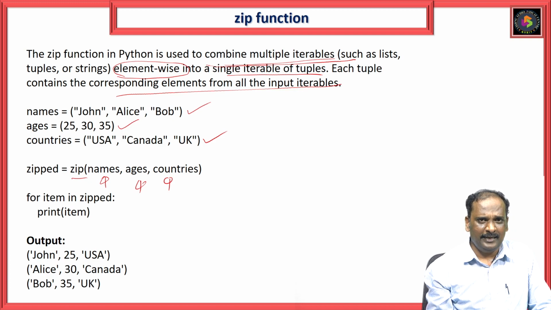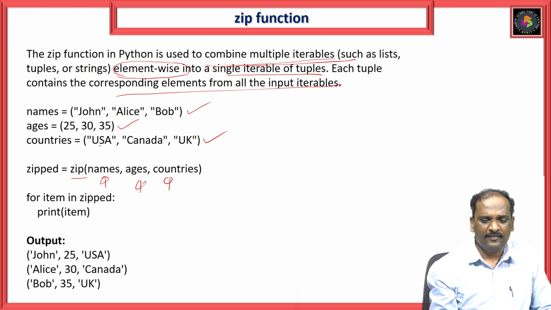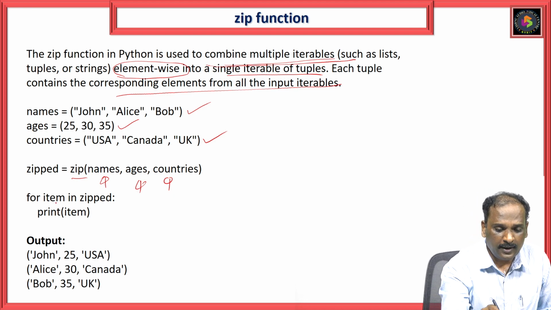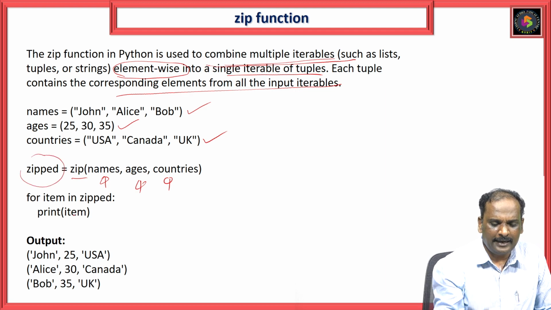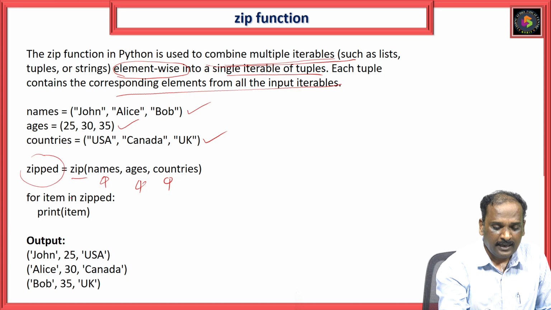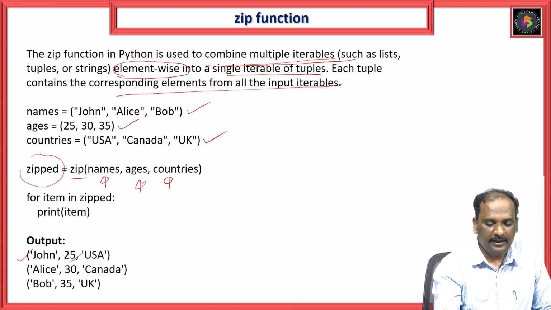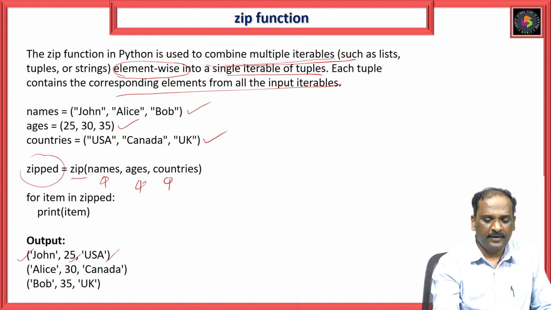So what is names containing? Names is containing three values, John, Alice and Bob. Ages is containing three values, 25, 30 and 35. Countries is containing three values, USA, Canada and UK. Now for item in zipped, so this zipped is a variable, print item. So what is item containing? Item is containing John, 25 and USA. How are these values got?